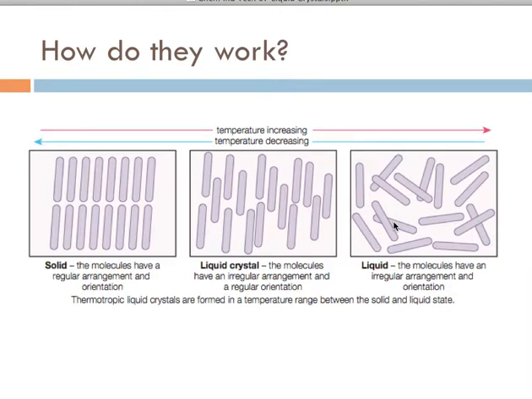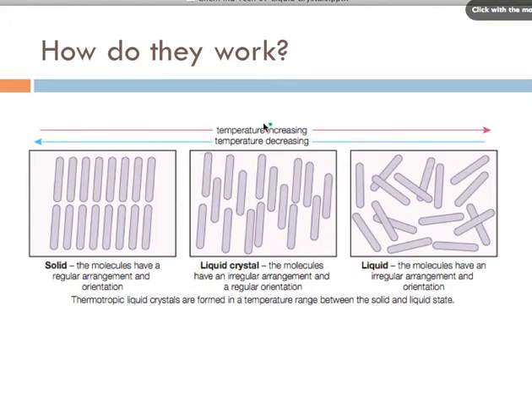Okay, so how do these liquid crystals work? If we're talking about really a phase of matter, when this molecule is a solid, the molecules have a regular arrangement and they have a regular orientation and they're locked in place. In a liquid crystal, the molecules have an irregular arrangement, but they are all oriented in the same way. So it's a regular orientation with an irregular arrangement.